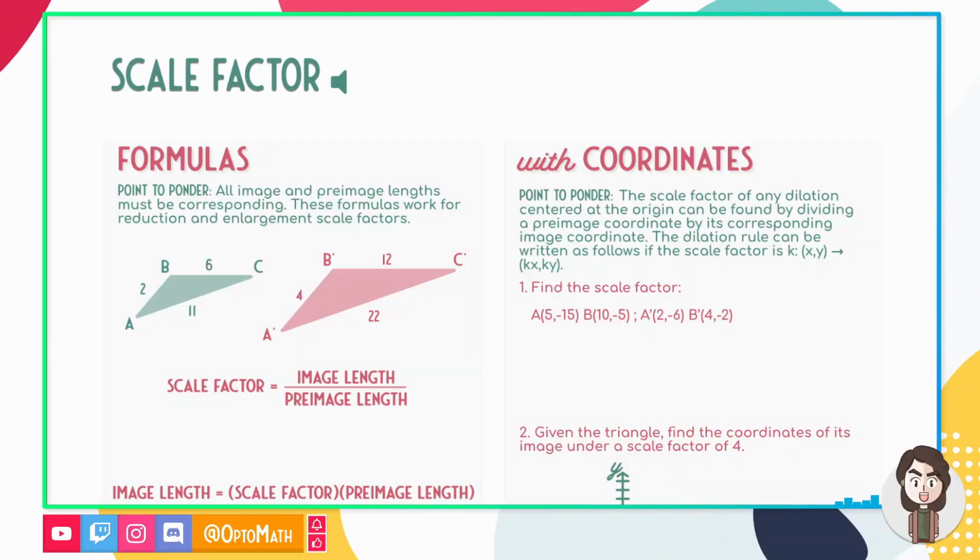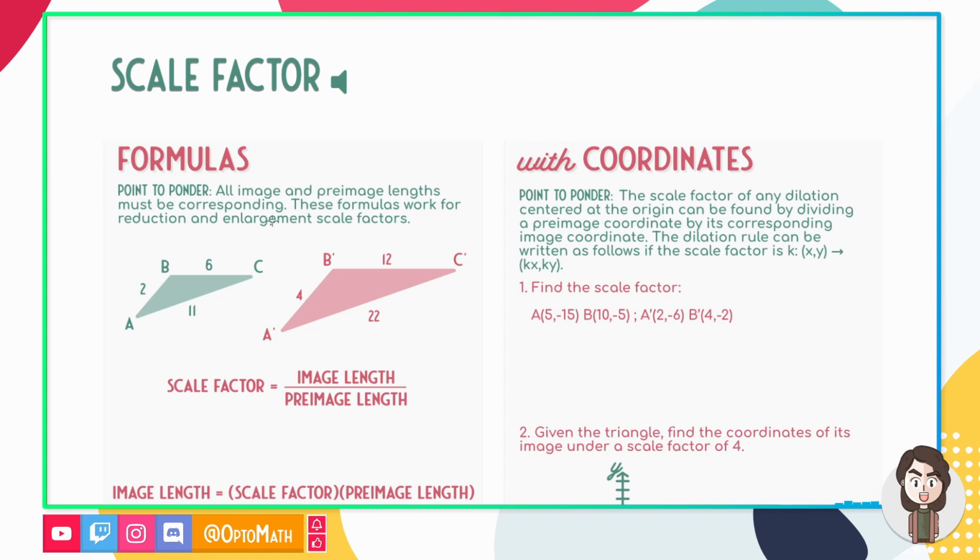So we've talked about scale factor before and how it's some sort of number that tells us how much bigger or how much smaller an image is getting from the pre-image. So we're just talking about it a little bit more in depth here. We've got 3 different formulas based on what you want to find, all dealing with scale factor, and we have a point to ponder for these. All image and pre-image lengths in these 3 formulas must be corresponding. And these formulas work no matter what type of scale factor we're dealing with, whether it's a reduction or an enlargement scale factor.